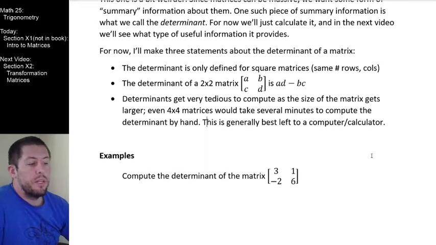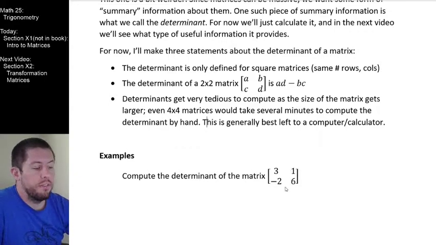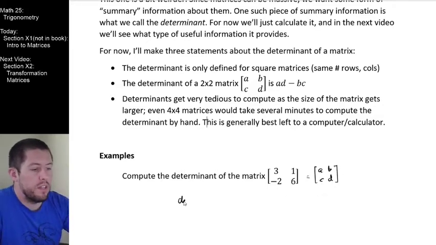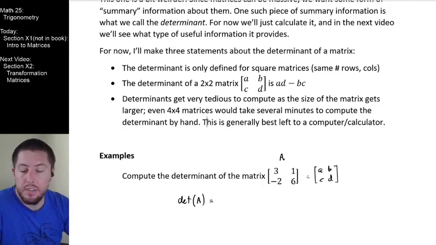Compute the determinant of the matrix 3, 1, negative 2, 6. What we're thinking here is I'm thinking of this like our A, B, C, D general matrix. I might call this matrix A, and I would then write that the determinant of matrix A is going to be, and what is our formula? A times D minus B times C. So it's my down diagonal's product minus my up diagonal product.